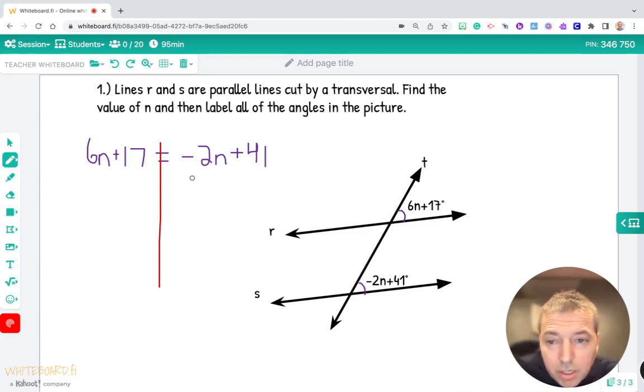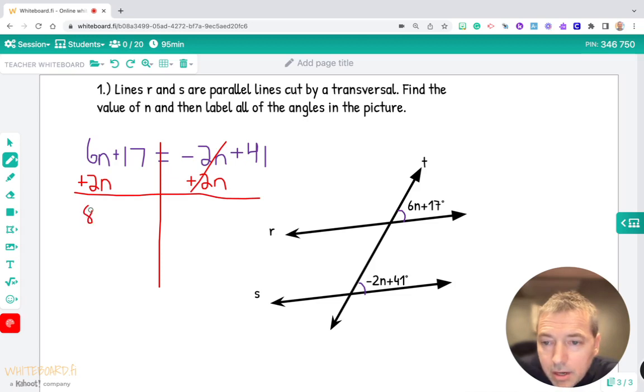So to bring negative 2n to the other side, I want to cancel it out over here, and whatever I do to one side, I've got to do to the other. So I'm going to add 2n to both sides here. So negative 2n plus 2n cancels out. 6n plus 2n is 8n. And I'm going to bring everything down, right?